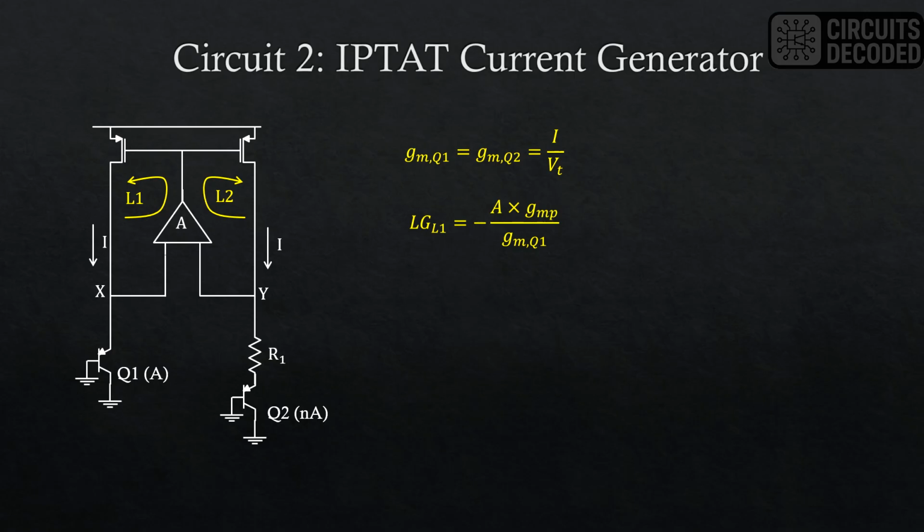The loop gain of L1 is simply minus A times GMP over GMQ1. The minus sign is because of the voltage current relationship of the PMOS transistors. Similarly, the loop gain of L2 is given by this expression.